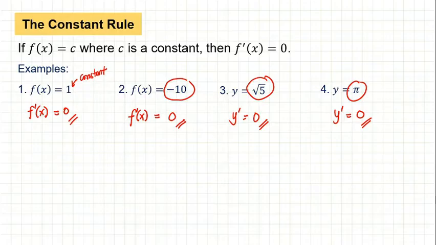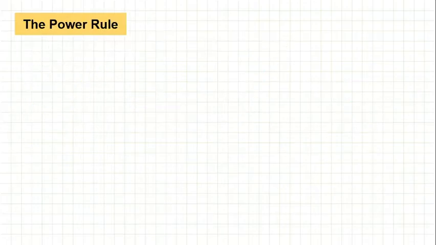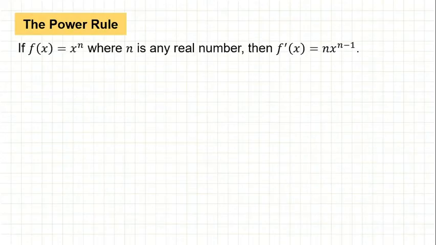Okay, let's proceed to the second one. We have the power rule. So we need to master this one kasi kailangan natin gamitin yung power rule sa other theorems. Okay? So what does the power rule say? So ito yung power rule. If f of x is equal to x to the n, where n is any real number, then f prime of x is equal to n times x to the n minus 1.